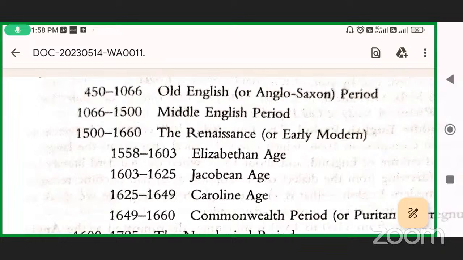Okay. Now after this, in 1066, the Anglo-Saxon period ended and the Anglo-Norman period started.